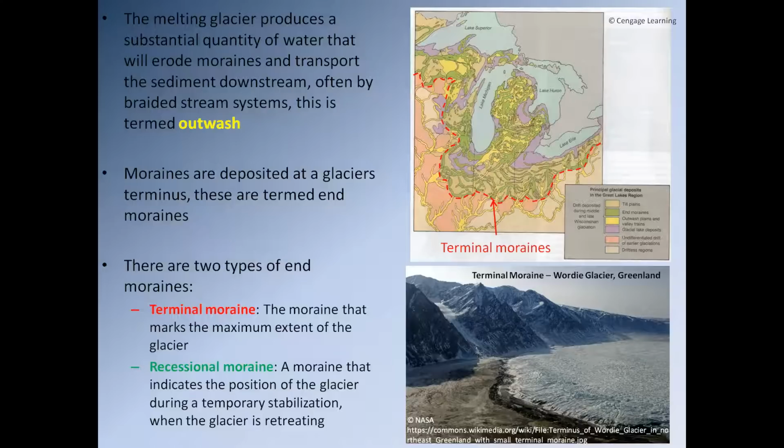So, as you can see, behind the terminal moraine here, there is moraine after moraine after moraine. Now these are referred to as recessional moraines, and they're showing us the retreat of the glacier. So these recessional moraines are just formed by a temporary pause in the rate of the retreat of the glacier.